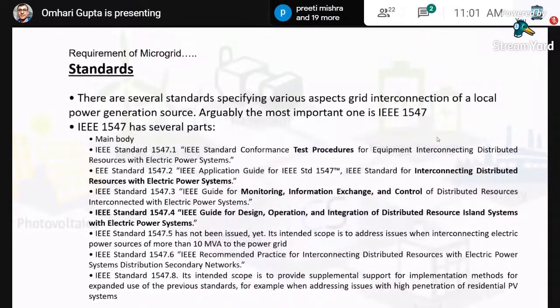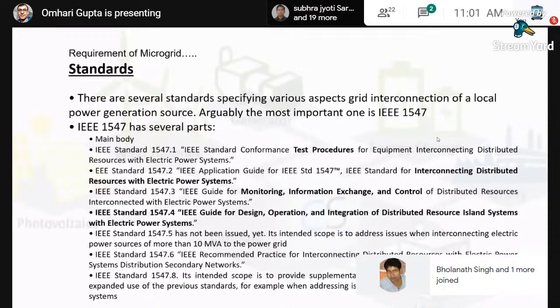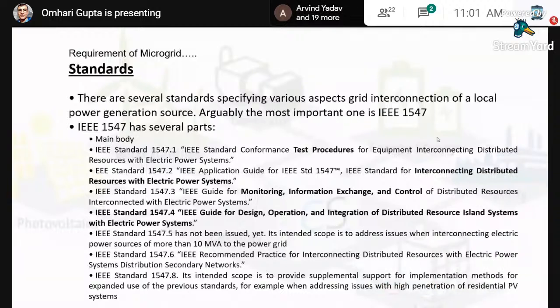There are several standards you have to take care of when you talk about microgrid or distributed generation. It is not that you can connect your distributed generation to the system without taking care of anything. The main provisions of the IEEE 1547 standard are for interconnecting distributed resources to the electric power system. So the main provisions are IEEE standard 1547.1, which corresponds to test procedures for equipment interconnecting DGs.